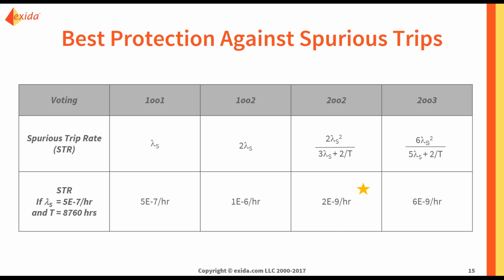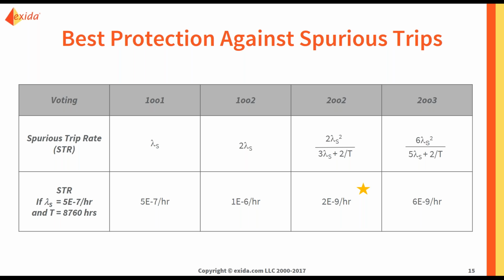However, you'll notice a dramatic decrease in the spurious trip rate in the 2 out of 2 and 2 out of 3 configurations. In this case, the 2 out of 2 is the lowest value for the spurious trip rate, and therefore that is what you would want to pick to optimize your configuration to minimize your spurious trips.